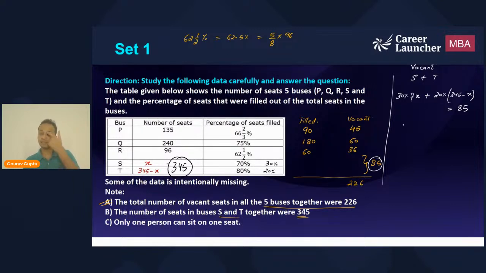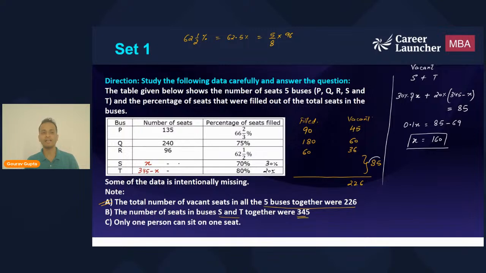Okay, so let's calculate the value of X from here. 0.3X minus 0.2X is 0.1X, which will be equal to 85 minus 69. So the value of X comes out to be (85 minus 69) divided by 0.1. Okay, so the value of X comes out to be 160.